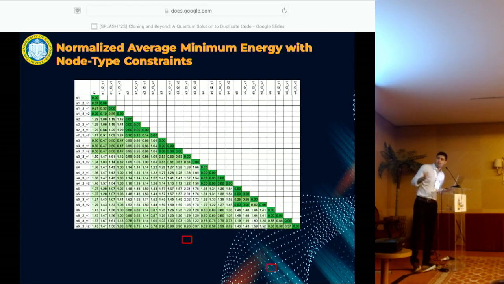So upon observation, we found that at the energy threshold of 0.9, the codes start becoming very dissimilar. So just below 0.9, we saw that it is able to detect type 3 clones, because we already knew the ground truth.